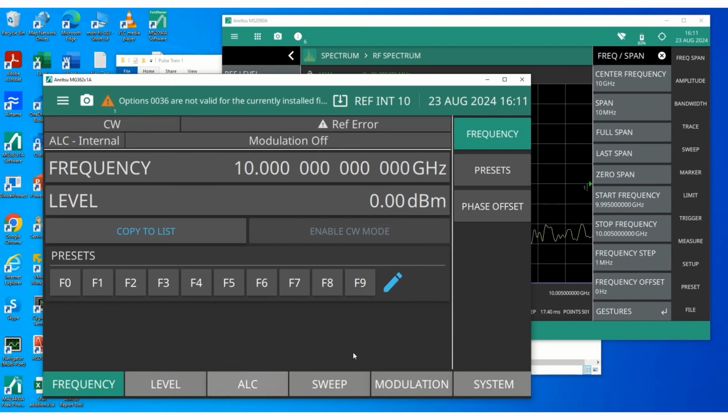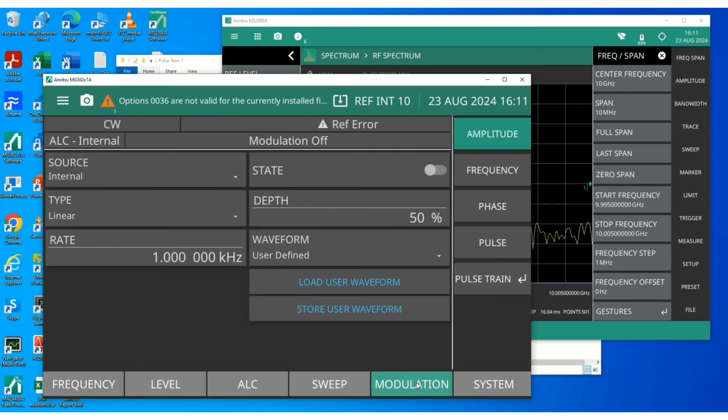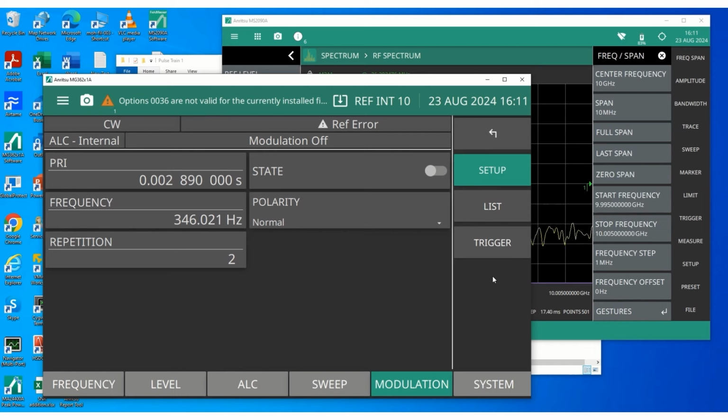And now we will go set up our pulse train. If you go to the modulation menu and then go to the pulse train menu, you will come to the setup screen. So don't do anything on this screen yet. Let's go define our pulse bursts first.